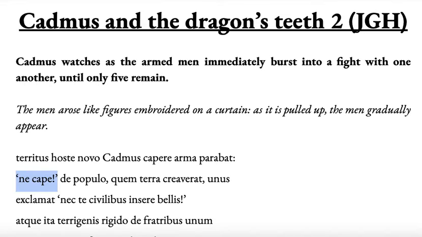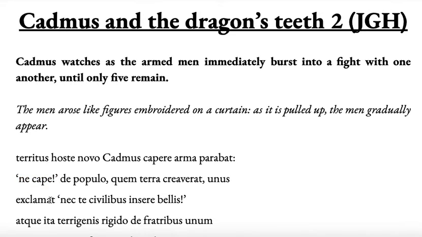And what you've got here is ne, meaning not, that you would normally see in something like a purpose clause. You know, he did something so that this would not happen. And then you've got caper, the imperative form. So do not take them.